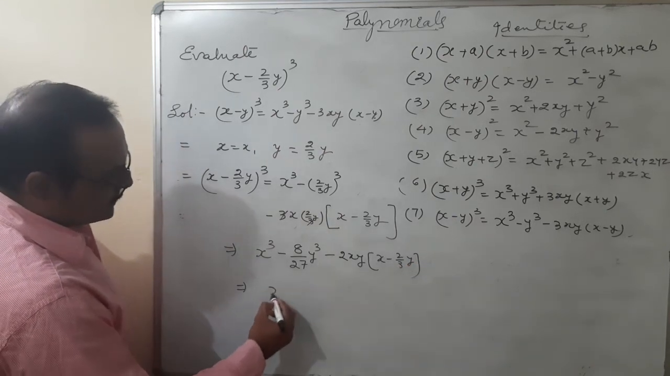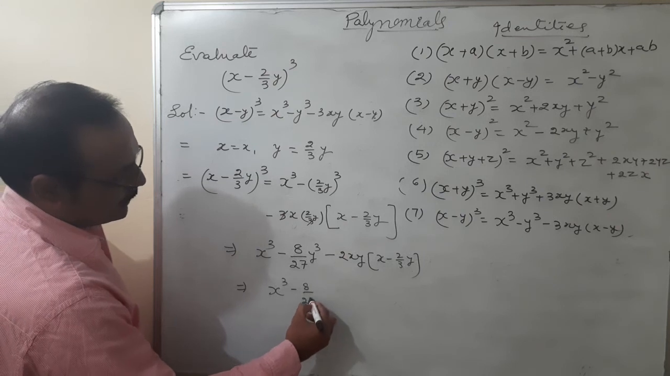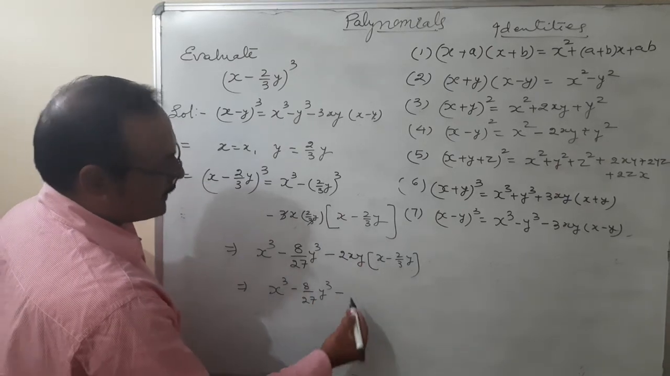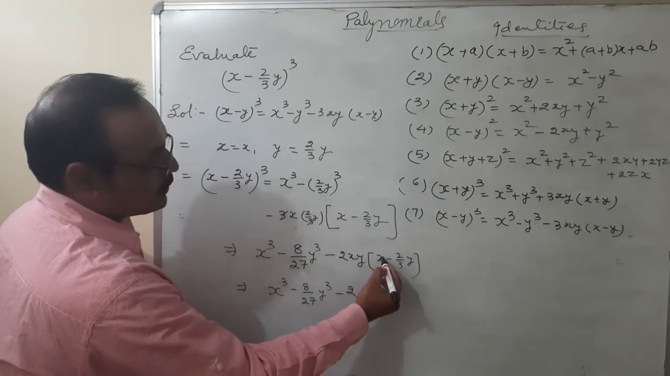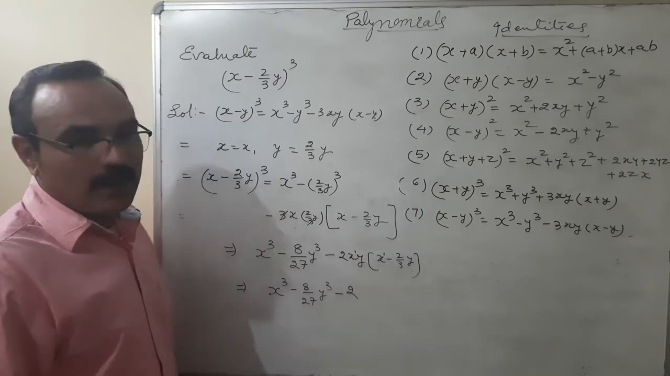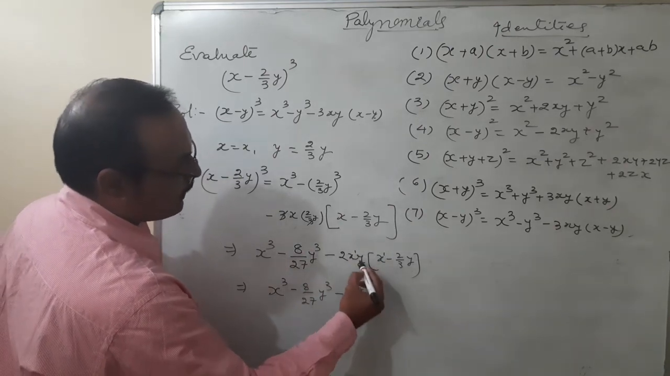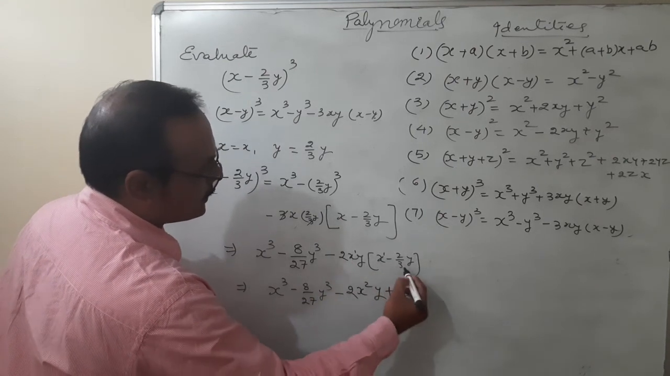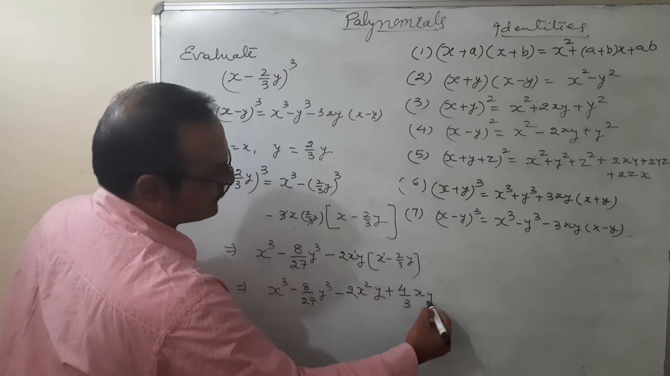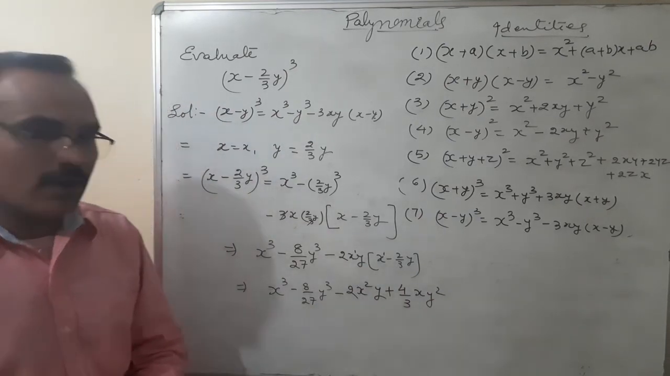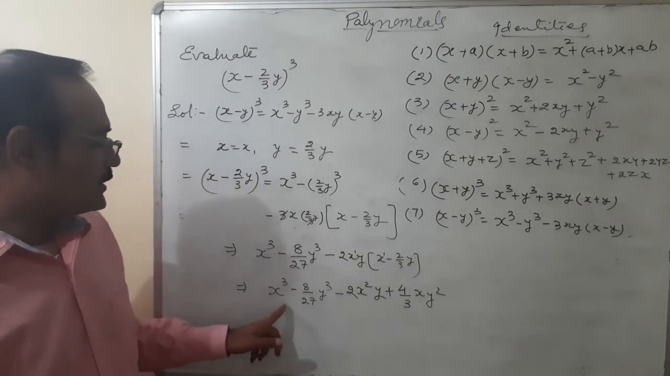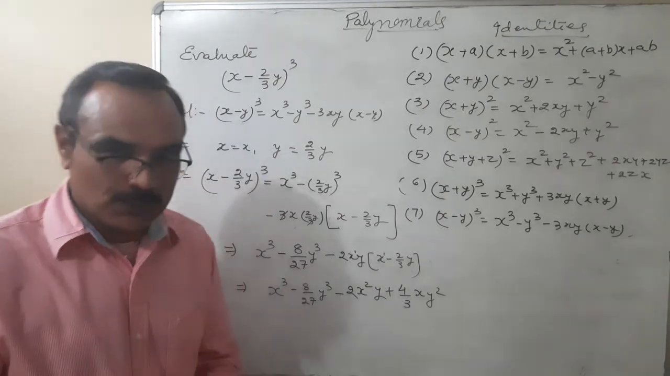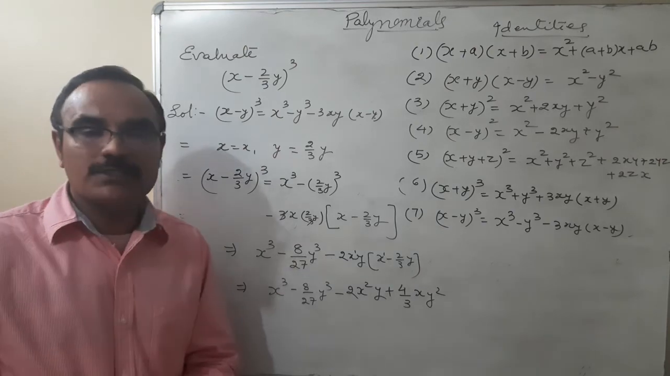And it means x cube as it is, minus 8 upon 27 y cube, multiplied inside when I open the bracket. It is minus sign, 2 1s are 2, there are 2x. By the laws of exponents, the bases are the same and the power is 1 plus 1, 2. It is x square y. Minus multiplied by minus is plus, 2 2s are 4 upon 3 xy square. So this is the expanded form of this identity, the evaluation form: x cube minus 8 upon 27 y cube minus 2x square y plus 4 upon 3 xy square is the solution of this term.